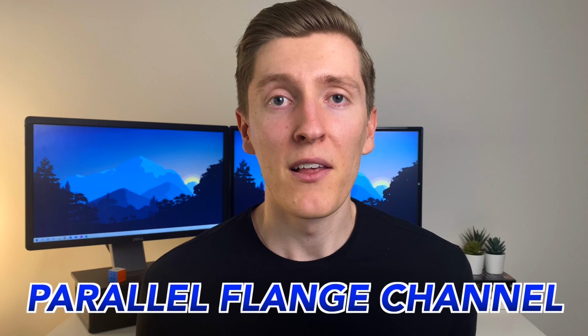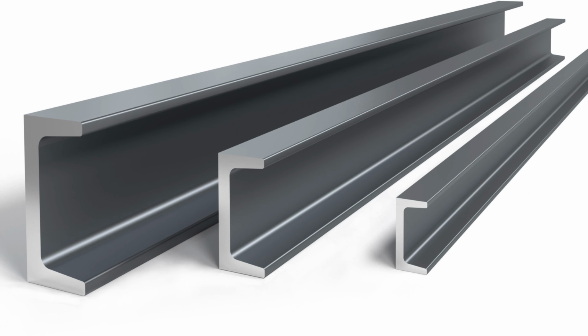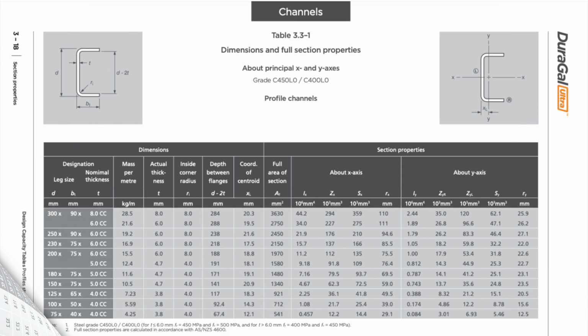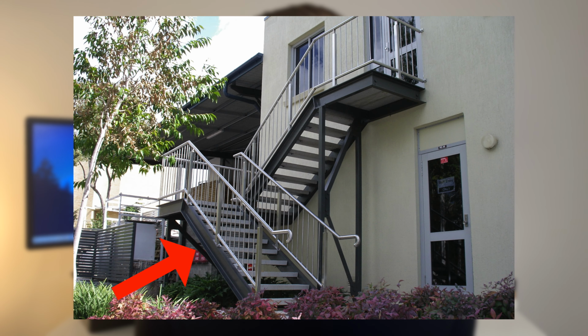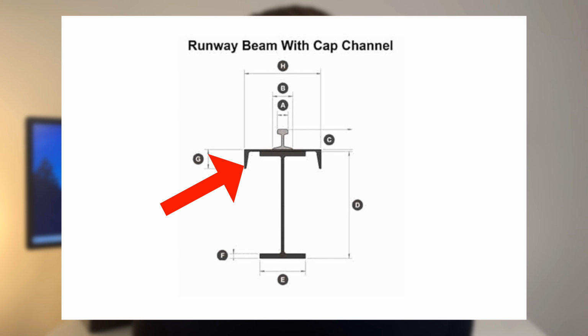The first one is a parallel flange channel, or for short, a PFC. A PFC is a type of steel beam, and is similar to a universal beam or a universal column, and has all the usual information available on it, which is published in steel member capacity tables. A couple of common use cases for PFC beams are in steel frame stairs, and also in gantry crane railway beams where they are turned sideways and welded to the top of a universal beam or a welded beam.